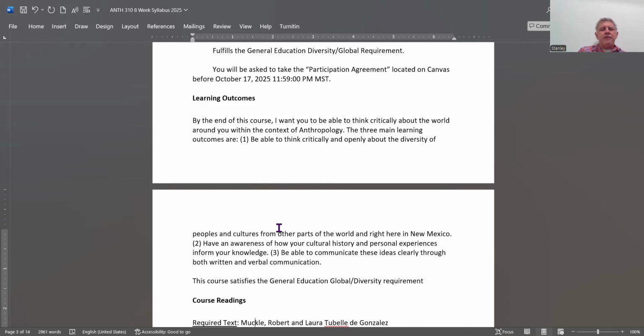For this course, we have 3 learning outcomes. By the end of this course, you should be able to think critically and openly about the diversity of peoples and cultures from other parts of the world, as well as right here in New Mexico. You should have an awareness of how culture, history, and personal experiences inform your knowledge. And you should also be able to communicate these ideas clearly and through both written and verbal communication.